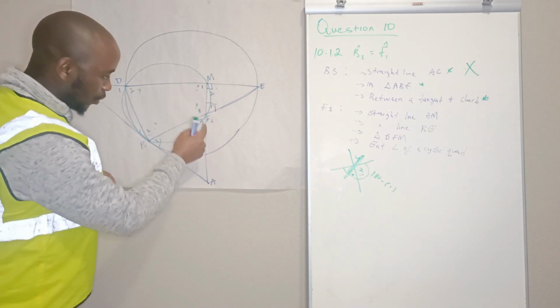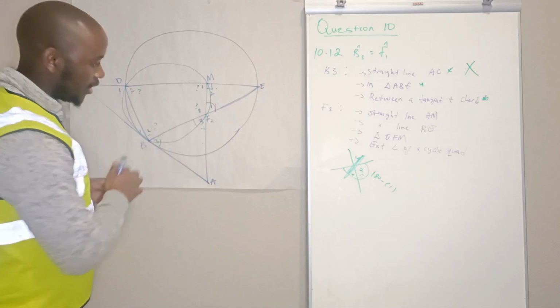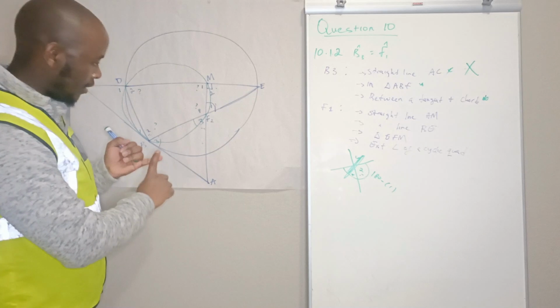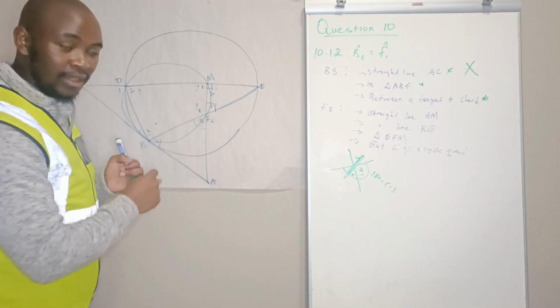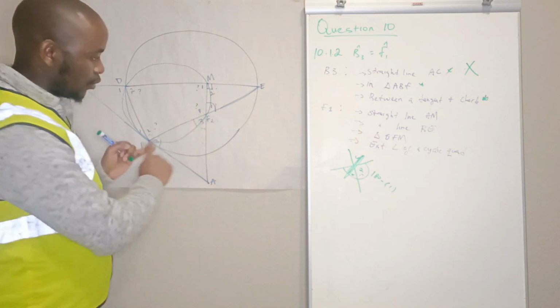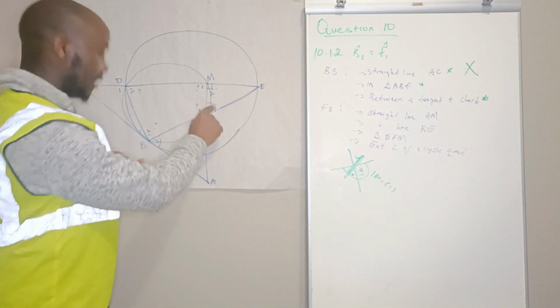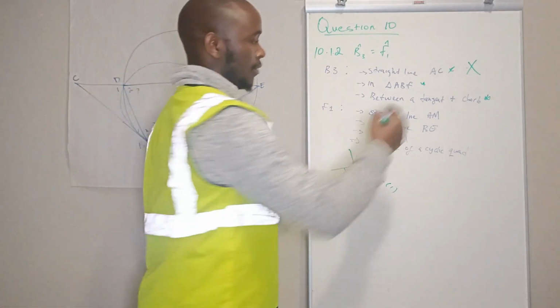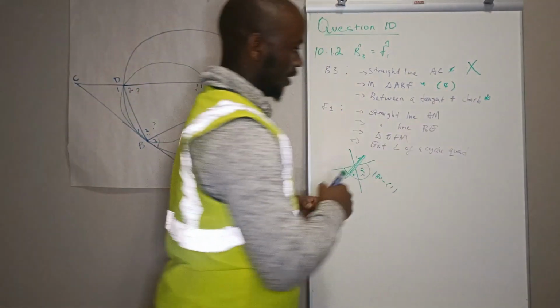Then we just need to prove that F3 is equal to B3. So how many steps do we need here? We need to find the value of A. We need to prove that this angle F3 is equal to this one, and then we need to say we have the value of B3. So we have a minimum of about 4 steps.